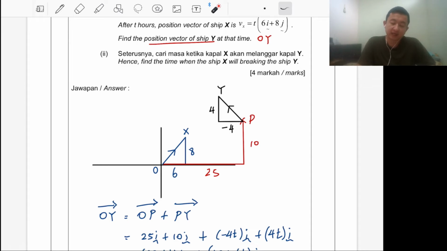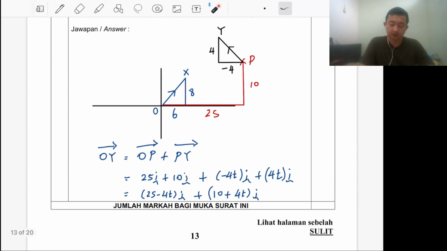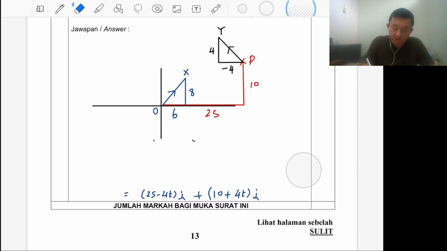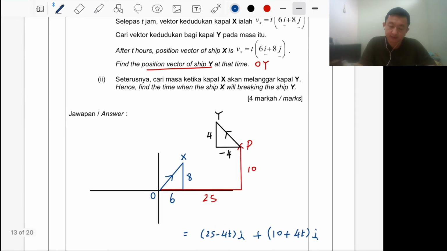Okay, now we go to part 2. Hence, find the time when ship X meets the ship. Breaking meaning they meet. These two meet. So now you have the velocity vector. You also have the velocity vector here. Then just make them the same. OX equals OY, so that we meet. This is my OY, so I keep my OY answer. My OX is this one.